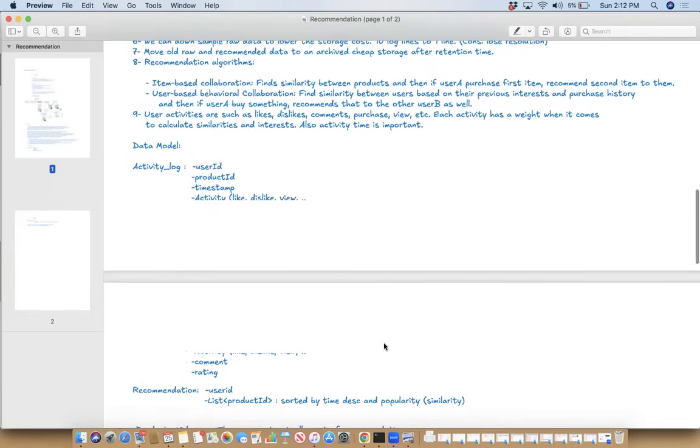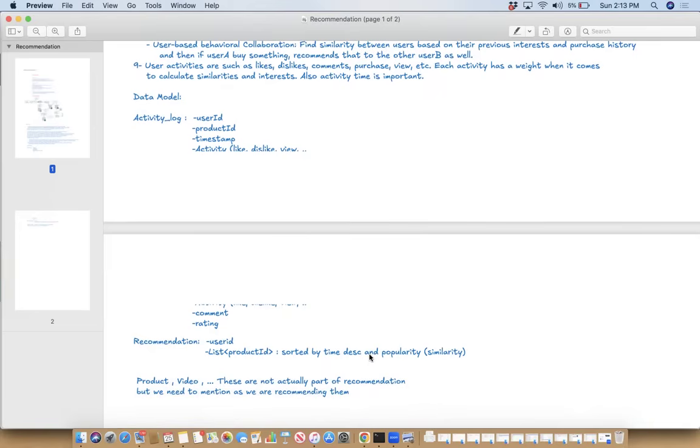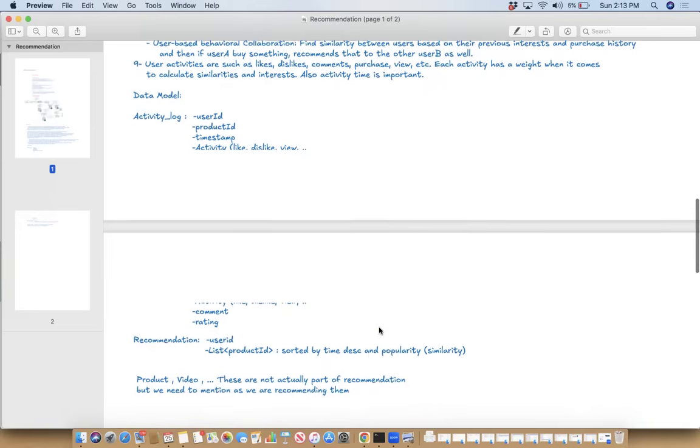Also, activity time is important. The most recent activities are more important, so we should give a weight to that. For example, if a purchase was made, I don't know, 10 years ago, versus a comment made 2 days ago, the second activity should have a higher effect on the similarity score.